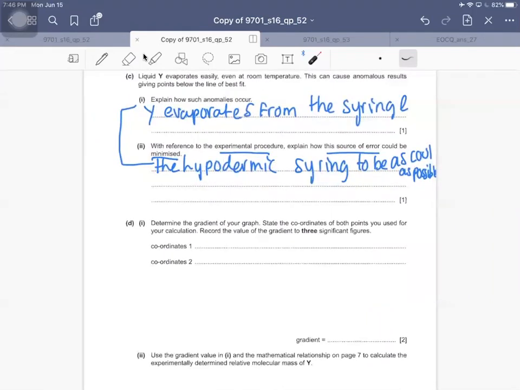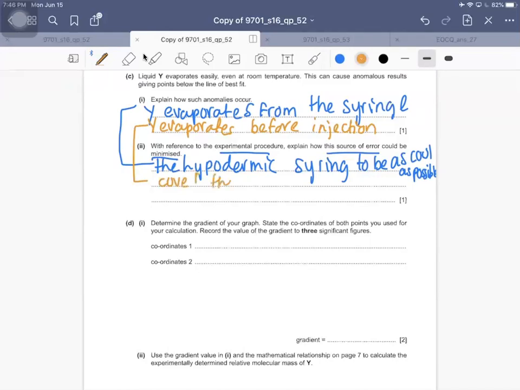The second possible error, I'm going to use a different color, is more or less the same. Y evaporates before injection. Before you start the reaction, Y is already naturally evaporating, as I said, because it is a volatile liquid. So how do you minimize this error? Before you start the reaction, you cover the end of the needle.